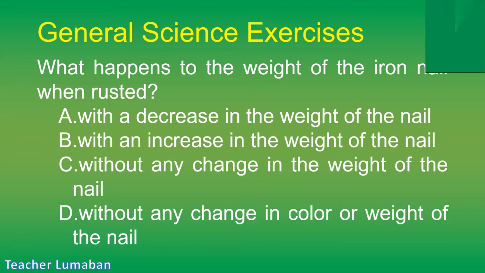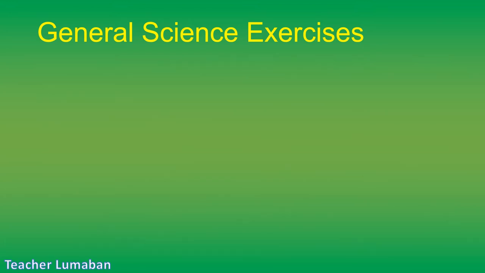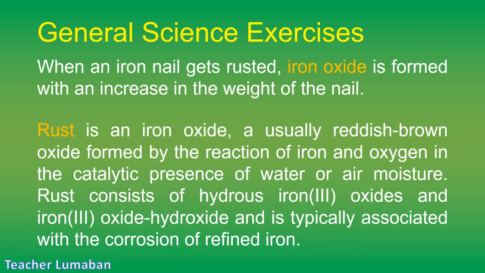The correct answer is letter B, with an increase in the weight of the nail. When an iron nail gets rusted, iron oxide is formed with an increase in the weight of the nail. Rust is an iron oxide, a usually reddish-brown oxide formed by the reaction of iron and oxygen in the catalytic presence of water or air moisture. Rust consists of hydrous iron(III) oxides and iron(III) oxide hydroxide and is typically associated with the corrosion of refined iron.